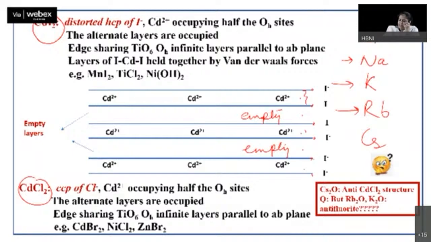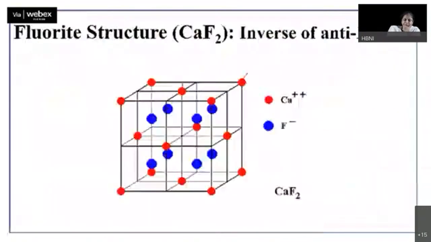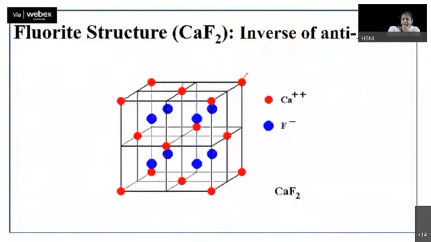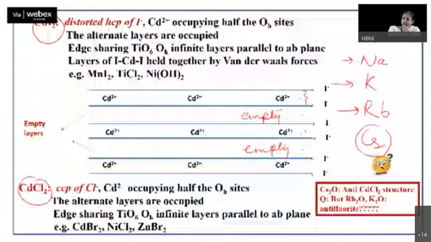But Cs2O does not form the antifluorite structure. Can you think of a reason for this? Just imagine what I just said. In the case of the antifluorite structure, you have edge sharing NaO4 tetrahedra. Okay, I'll get back to the answer straight away. Maybe you will not be able to think at this particular point, but you should keep these things in mind.